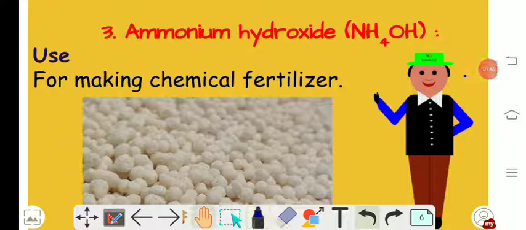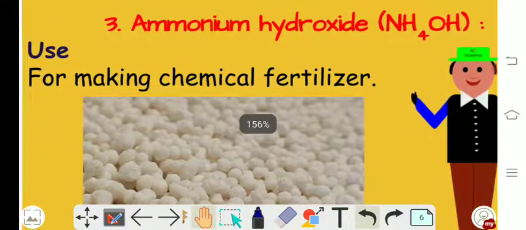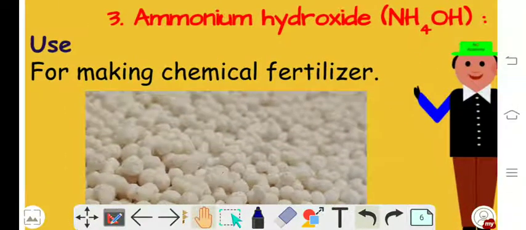Number 3, that is ammonium hydroxide. See, this is ammonium hydroxide. NH4OH is its molecular formula, and it is used for making chemical fertilizer. Soil lacks essential nutrients in a long run, so to fulfill all those essential nutrition that the soil lacks, the chemical fertilizer is sprinkled over the soil.